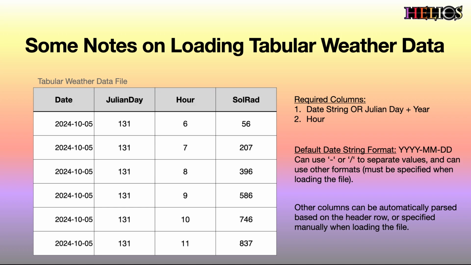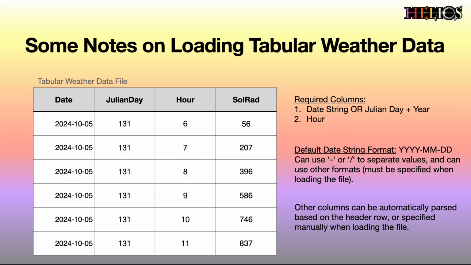So if we're talking about weather data, then we have a few columns that are needed in order to be able to know what the date and time is. We have to have a date string as our column or a Julian day plus the year. And we can specify that date string in different ways, in different combinations of where the year, month, and day are. We can also have those values delimited by either a dash or a /. The default is to have the year in 4 digits and then the month and then the day. If you use something other than that, then you just need to specify that as an argument when we load up our file, and I'll talk about how to do that.